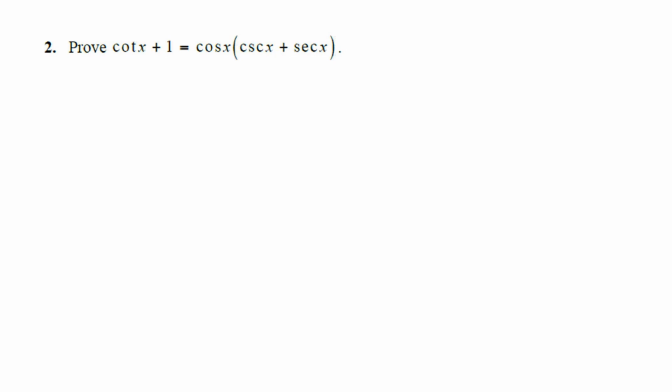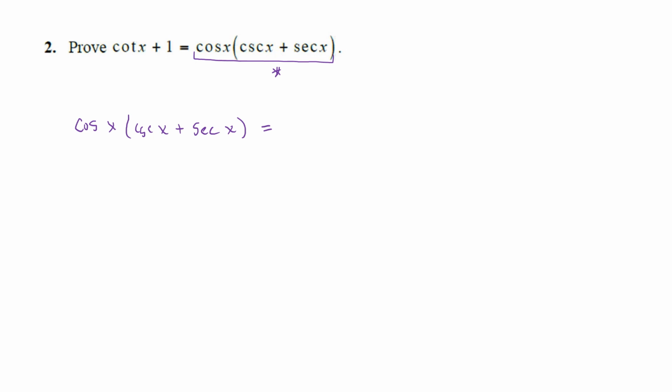All right, number 2, prove cotangent x plus 1 equals cosine x times cosecant x plus secant x. Okay. All right, so the more complicated side here is the right side, and so that's the side that I'm going to work with. So let's rewrite that. Cosine x times cosecant x plus secant x. And I need it to look like cotangent x plus 1.